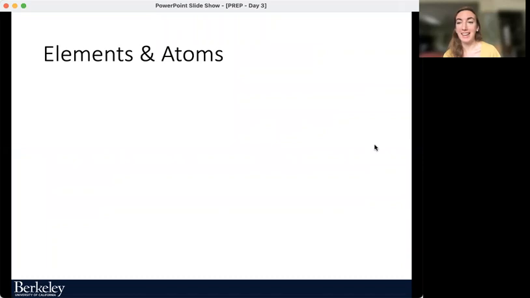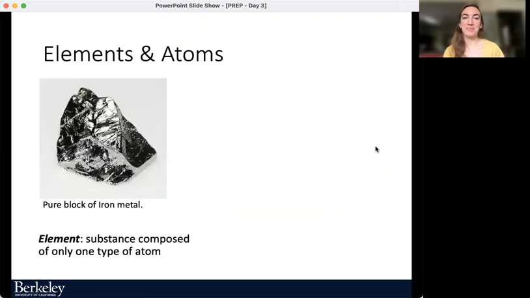So elements and atoms, chemistry, yay. So an element is a substance composed of only one type of atom. We'll talk in a minute about how we can differentiate between different types of atom. But this is a picture of a pure block of iron metal. So iron is one of the elements that we'll talk about. And so elemental iron is just pure iron with no other kinds of atoms in there.